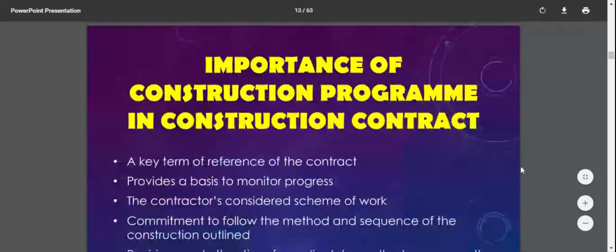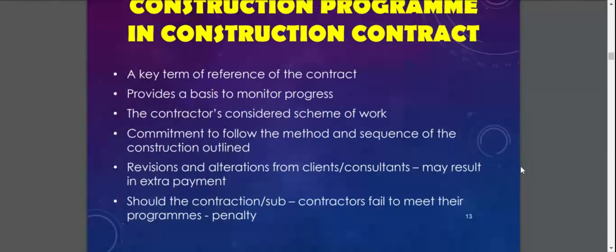The importance of the construction program in a construction contract: it acts as a key term of reference for the contract, provides a basis to monitor progress, records the contractor's considered scheme of work, and is a commitment to follow the method and sequence of the construction outlined. Revision and alteration from clients and consultants may result in extra payment. And should the contractor or subcontractor fail to meet their programs, they have to pay the penalty.